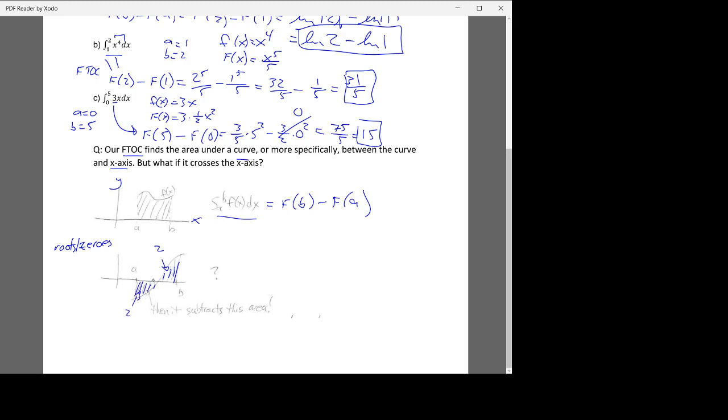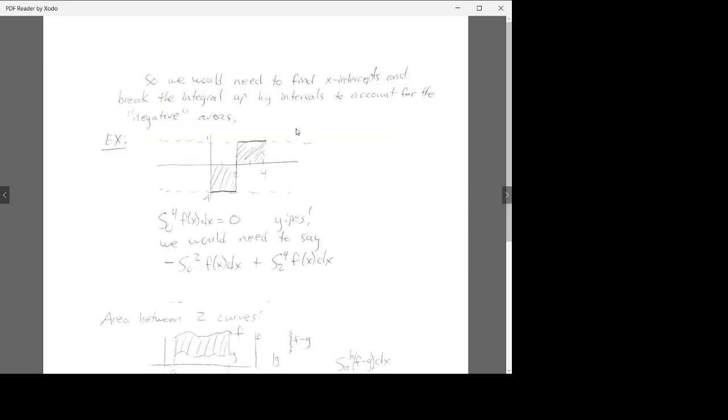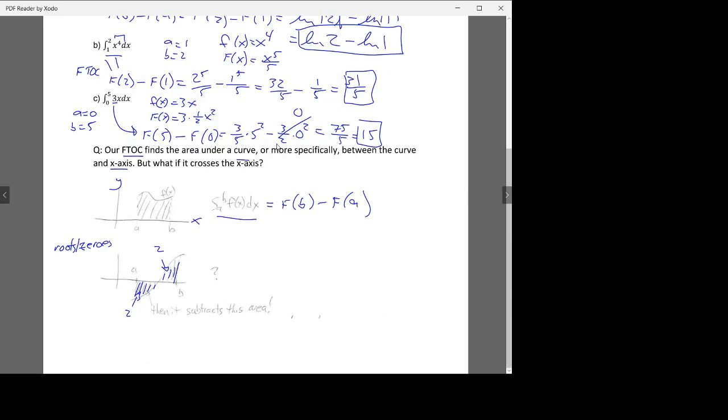Then if you integrate from A to B, it'll take some negative areas and add them to some positive areas and end up with, in this case, 0. So what would we do with that? Well, where that cross is, let's call that R. We need to take the area from A to R, and we need to take the area from R to B of that little f of x.